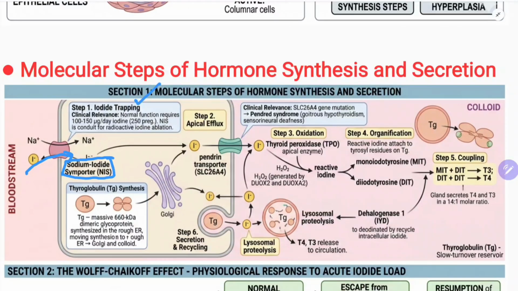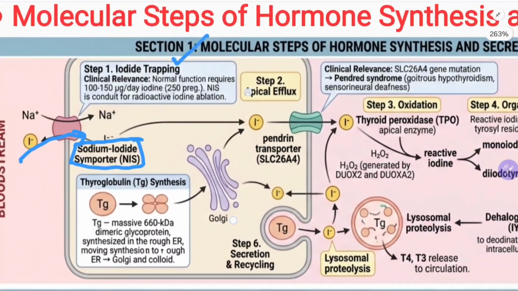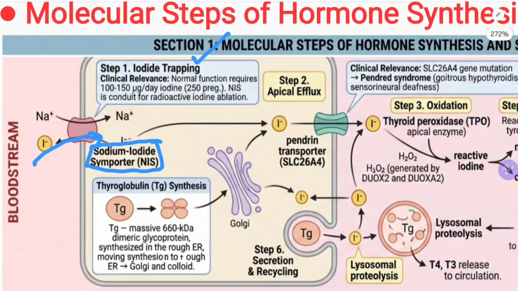What is the clinical relevance? Normal function requires 100 to 150 micrograms per day of iodine. The sodium iodide symporter is a conduit for radioactive iodine ablation. So this is a clinical aspect. When you give radioactive iodine, it will enter through this sodium iodide symporter and damage the thyroid gland in patients with hyperfunctioning MNG or hyperthyroidism. So the first step is iodide trapping through the sodium iodide transporter.